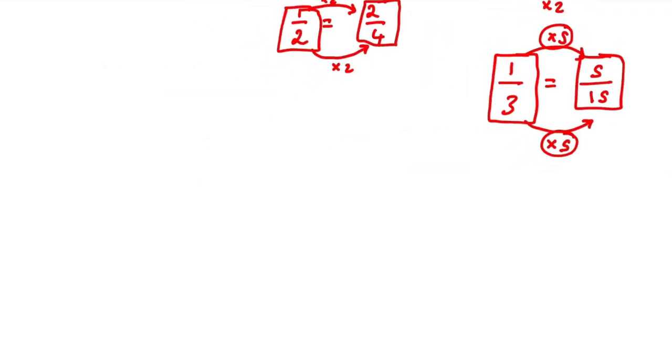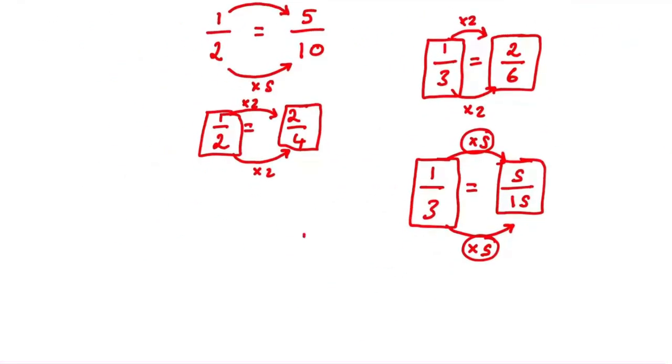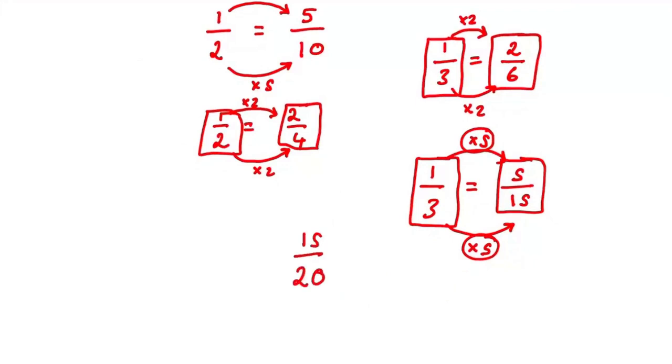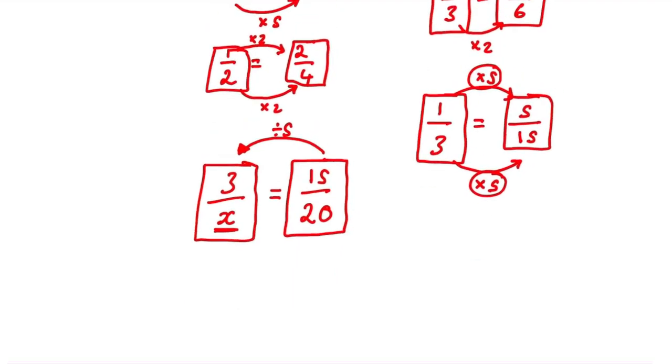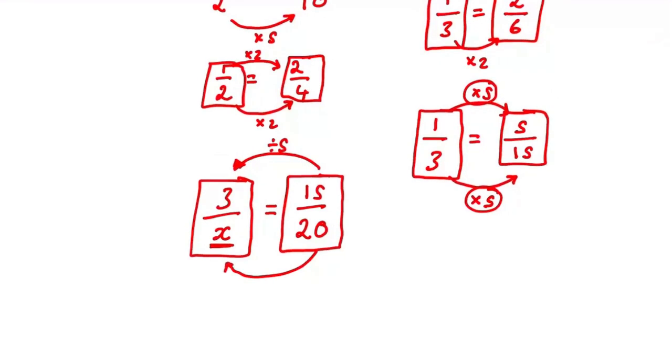So if we had, for example, 15 over 20, and we had 3 over x. If we had a fraction like this, what would we do? Well, in this case, we're going from this fraction to this fraction because we have the unknown on this fraction. 15 to get to 3, what do we have to do? We have to divide by 5. So on the denominator, we also have to do the same thing. What I'm trying to get across here is that we don't always multiply. We can divide as well.